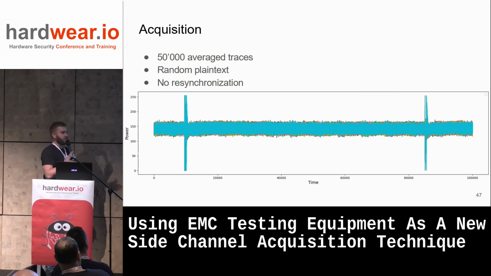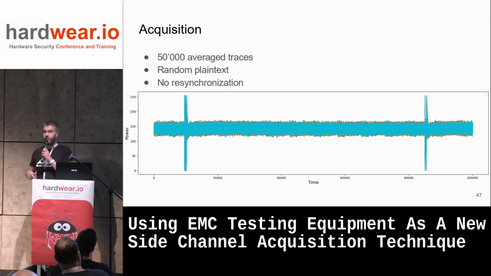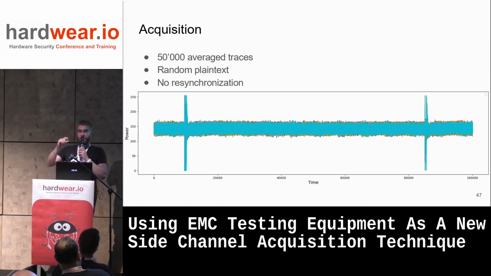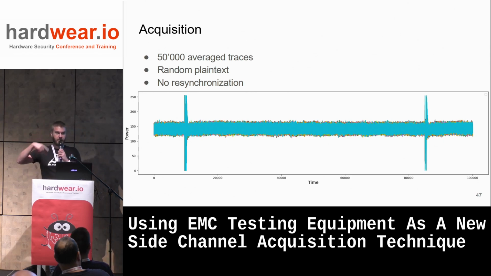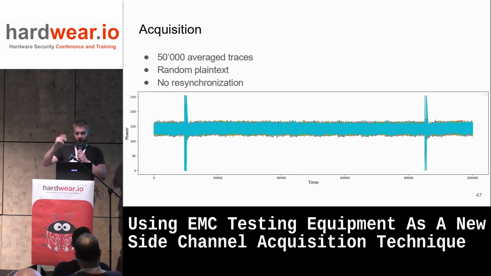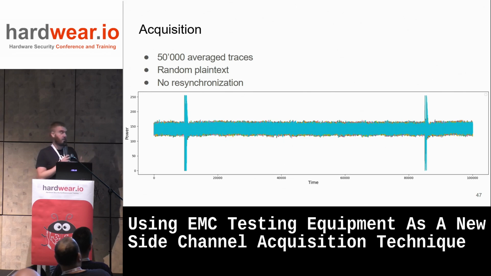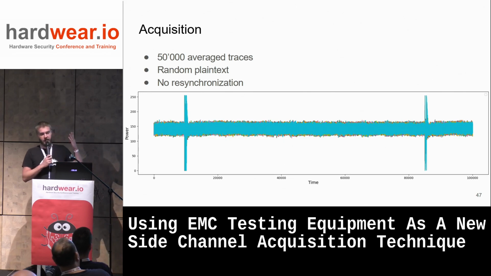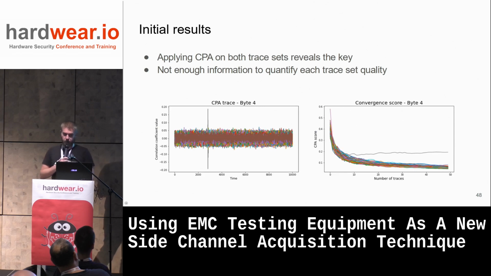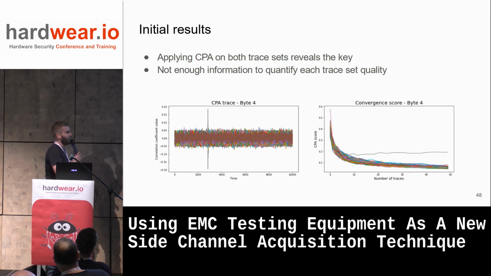This time the traces are not that clean. So I took 50,000 traces. Every trace is an average of 1,000 times calculating the AES. So it's more than 50 million acquisitions that were averaged to get those traces. Every time it's a random plaintext. I did no synchronization, and of course, using the CPA, it works perfectly fine. So you can see there's a peak here for this byte of the key.